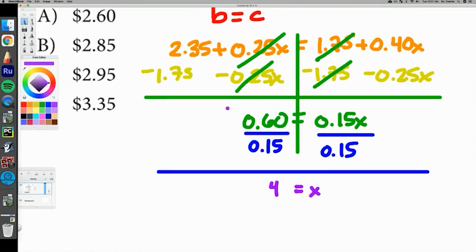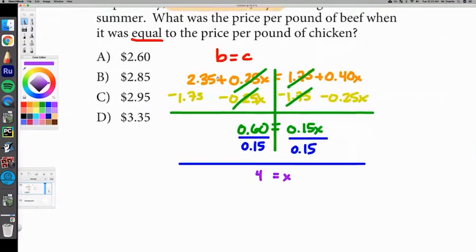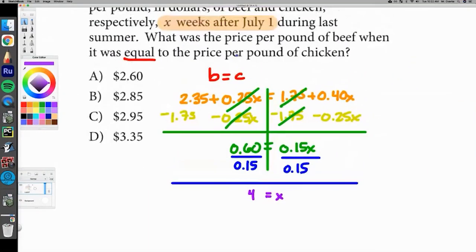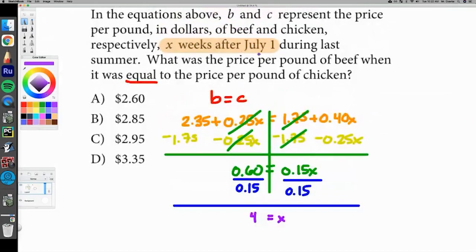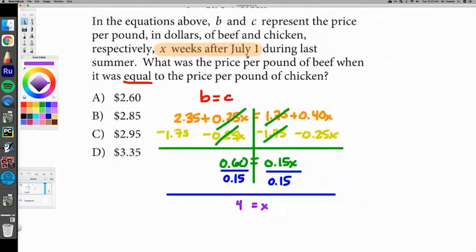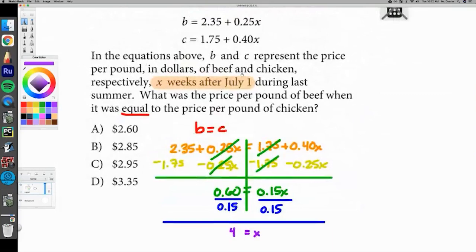But we are not looking for x. We are looking for what is the price per pound. So x is when it happens. It's 4 weeks after July 1st. So what we can do is plug in that 4 to either of these equations up here, either B or C, and you're going to get the same answer for both of them because what you just solved for was when they were both equal.